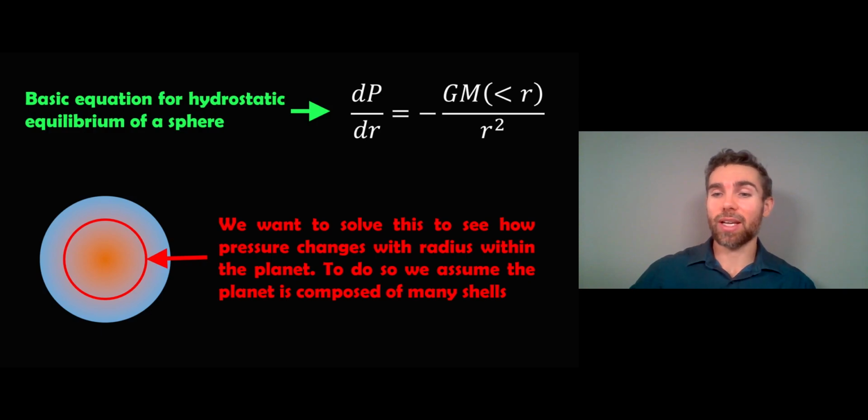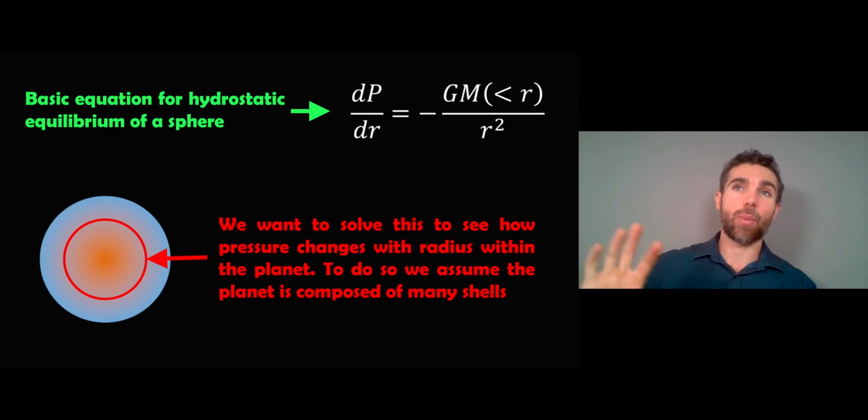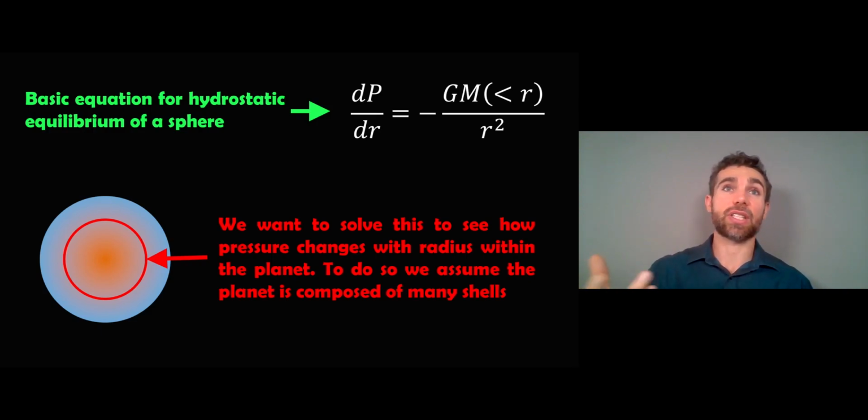Now what we're going to do here is try and solve this, but in order to see what happens to the pressure with the radius within the planet, we're going to assume that it's made up of lots of thin shells. So instead of just a slab this time, we've got thin shells that go all the way around. Whilst this is a 2D image, imagine it to be like the skin of a ball or something.